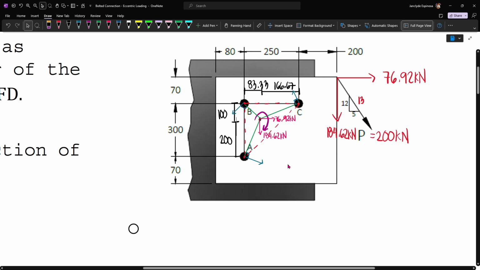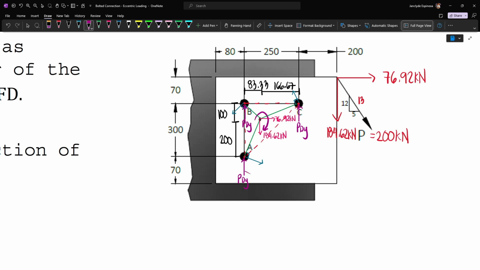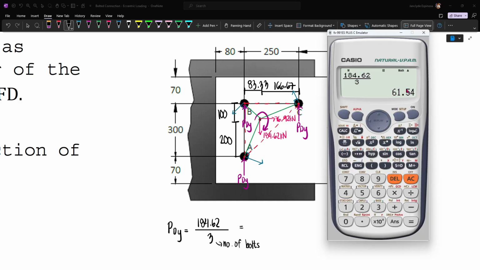Now, our assumption here is each of the bolts will equally carry these transmitted forces. And so this means that for bolt A, we need to have a force that will counteract this vertical force. And so each of the bolts will have a reactive force of PDY, or a direct force along Y. So this also carries PDY, and also this one, this has PDY. And so to solve this force, we can just divide this vertical force by the number of bolts. And so our PDY will be 184.62 divided by 3 bolts. So this gives us 61.54 kN.